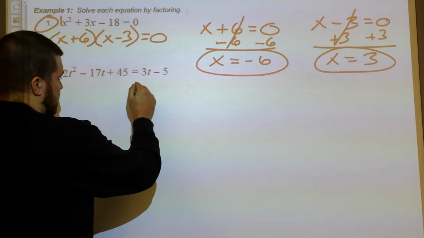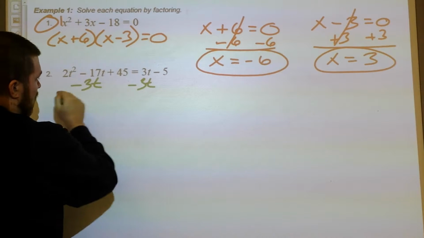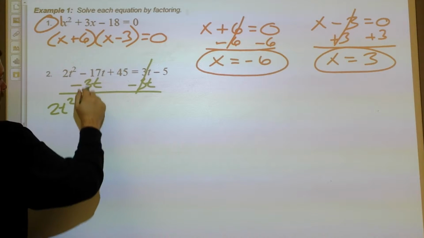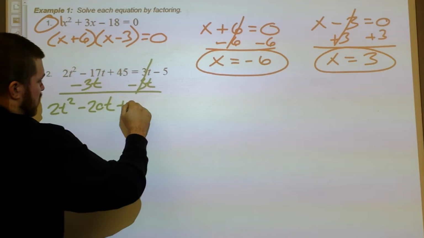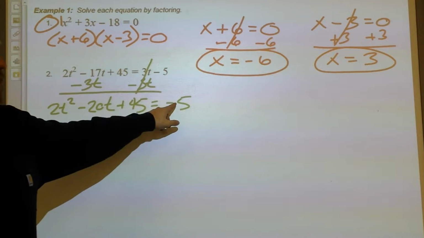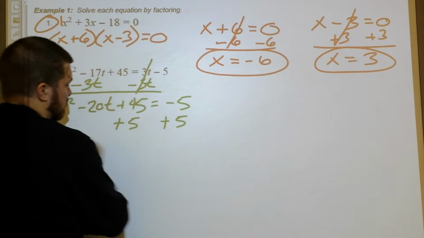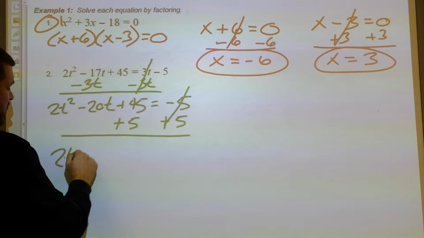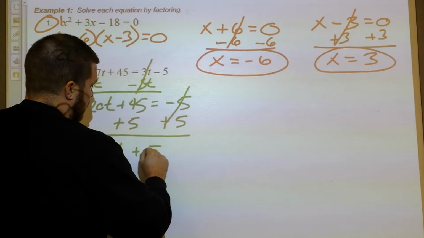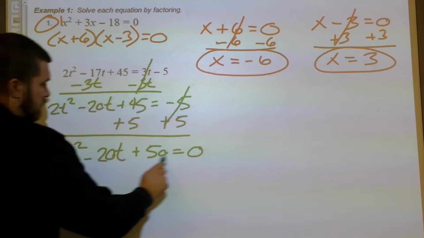So I'm just going to start off by saying minus 3t minus 3t. Cancel out. So I have 2t squared minus 20t plus 45 equals negative 5. Okay, I still need to move negative 5 over to the left-hand side, so plus 5 plus 5. So 2t squared minus 20t plus 50 equals 0. Great. So this is where we're at now.